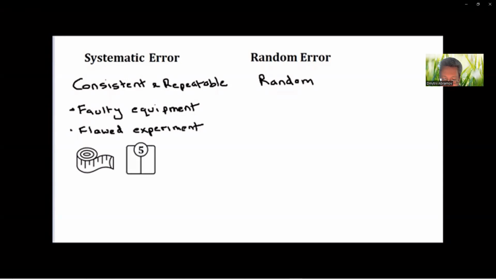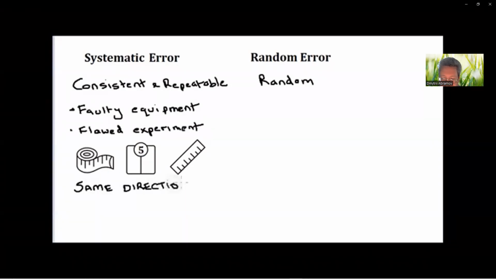Another reason might be an incorrectly calibrated or tiered instrument. For example, you might have a scale that reads 5 when nothing is on it. Another example, you might consistently take an incorrect measurement. For example, you might think the 3/4 mark on a ruler is the 2/3 mark. Systematic errors are always in the same direction.